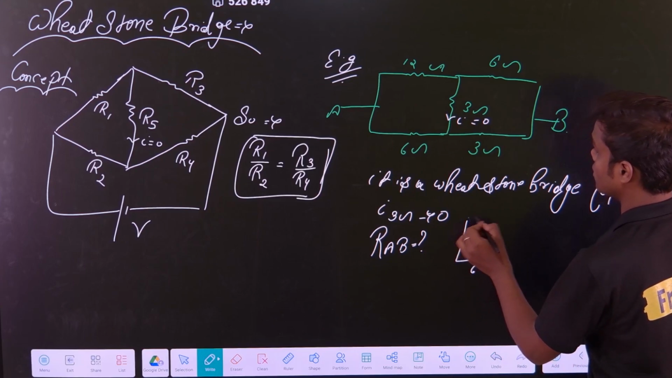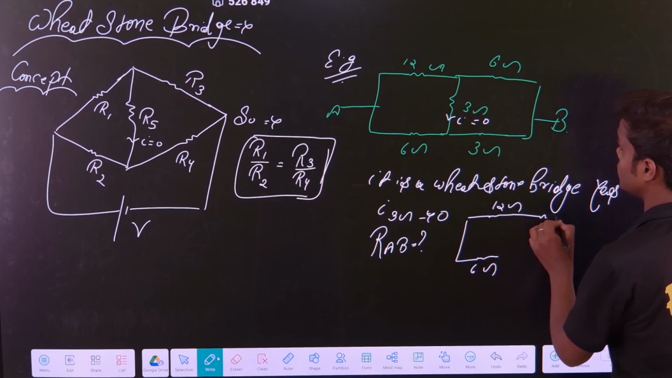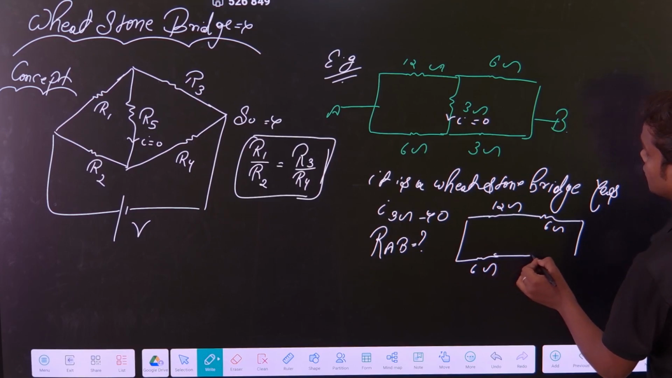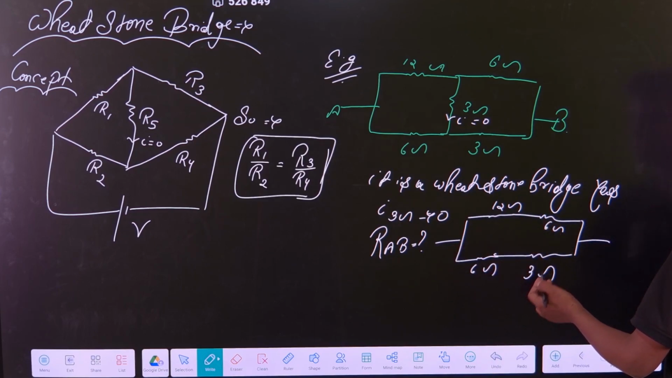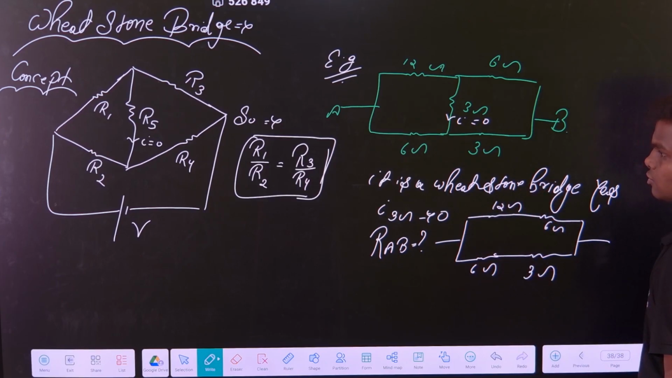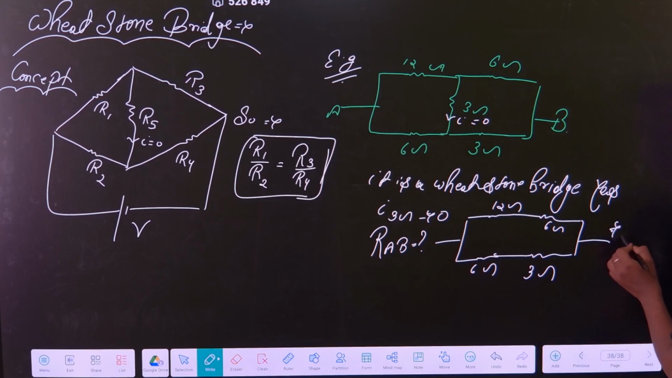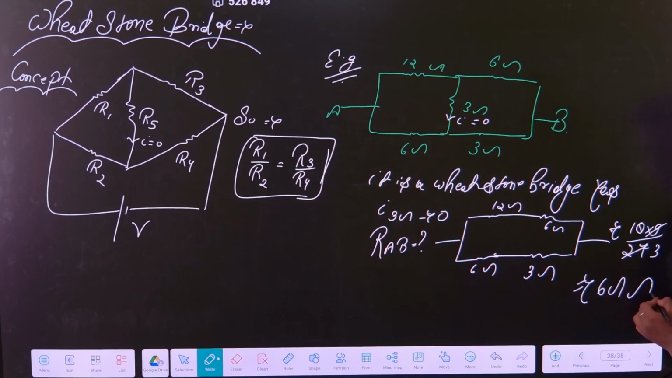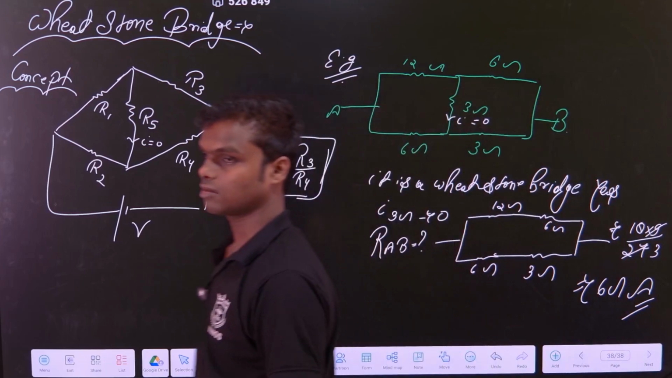We have 6 ohm, we have 12 ohm, and we have 6 ohm here, and then we have 3 ohm here. These two are in series, these two are in series, and then they are in parallel. So 12 plus 6 is 18, and 6 plus 3 is 9. So 9 into 18 divided by 27. Correct or not? This becomes 18 into 9 divided by 27. So 9 3s are 27, which means the answer is 6 ohm. Simple. Are you getting my point?